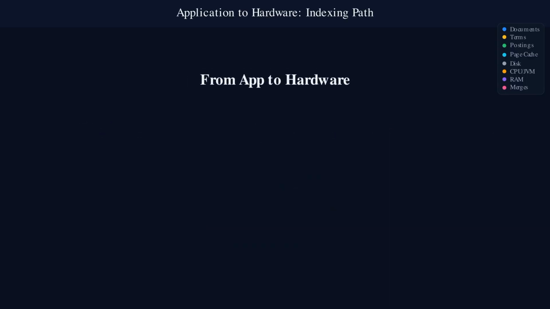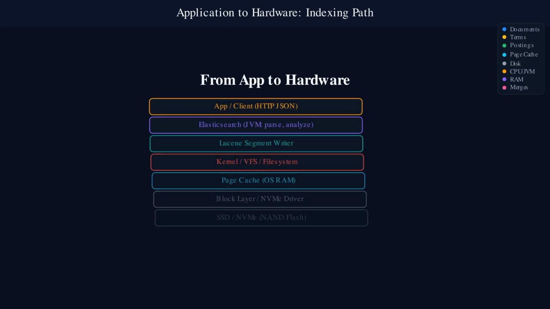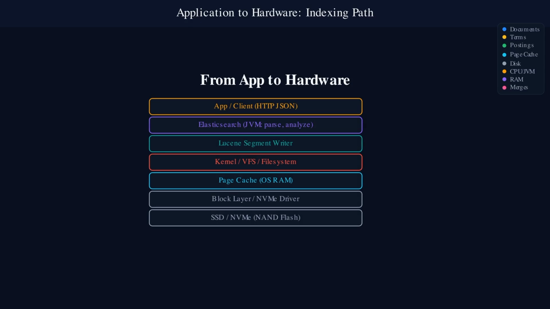Now let us trace the full path from application to hardware when indexing a document. Think of it as following a letter through the postal system. You write the letter, that is your application sending JSON. The post office sorts it, that is Elasticsearch parsing, mapping, and analyzing. Then it goes into a delivery truck, that is Lucene writing to the in-memory buffer and then creating a segment file.